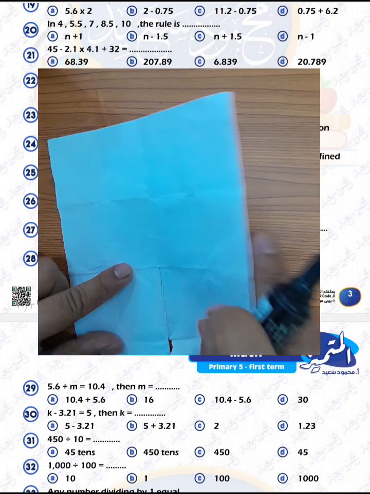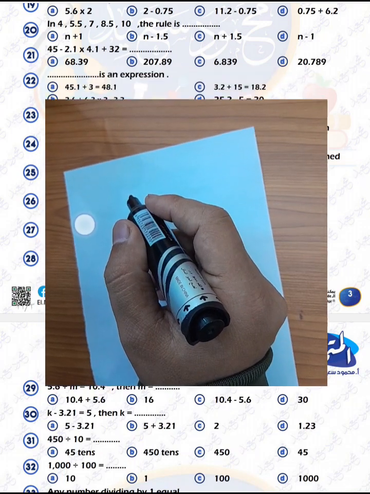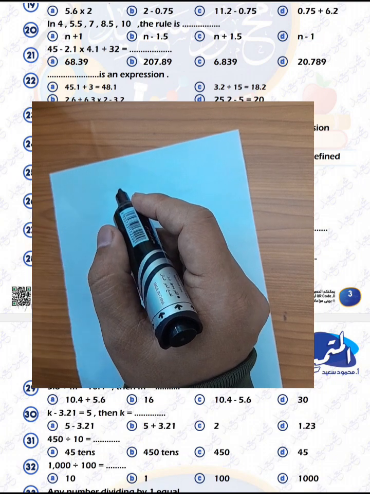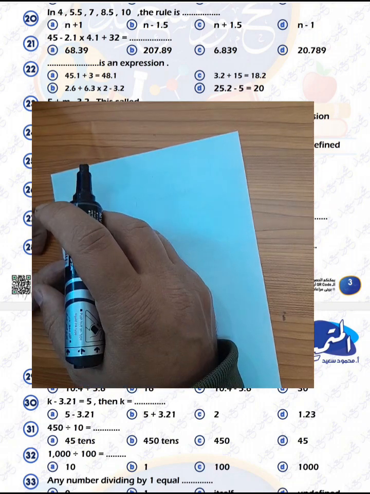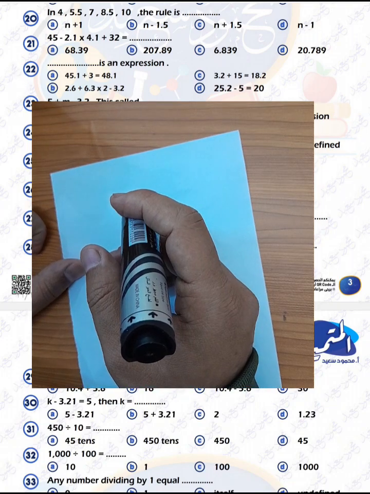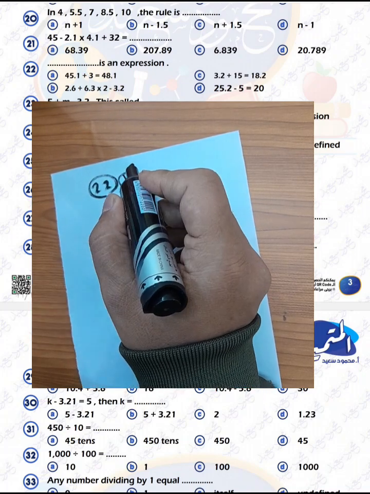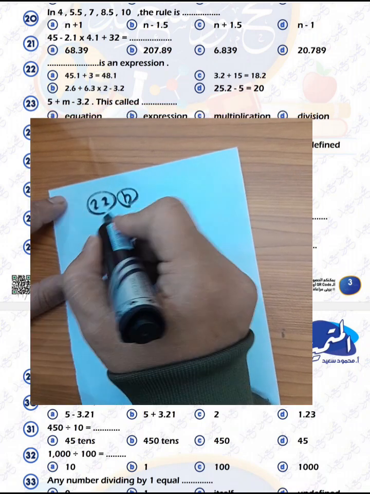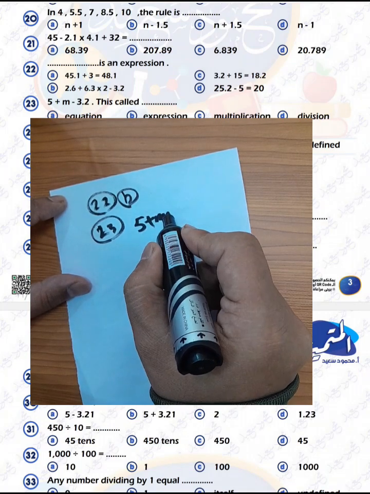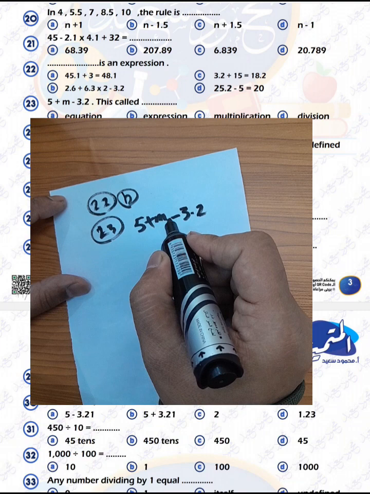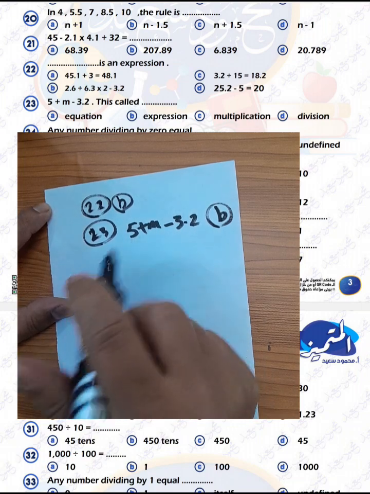Next question. Question 22. What is the expression here? Expression means it contains a numerical factor and an algebraic factor. Choose letter B. You asked about an expression. We call that an expression. Question 23. We have 5 plus m minus 3.2. We call it an expression. This expression contains a lot of terms. Choose letter B. We call it an expression.